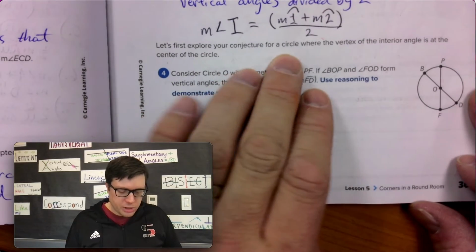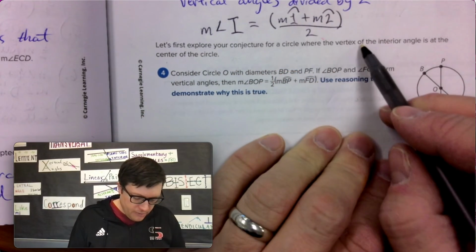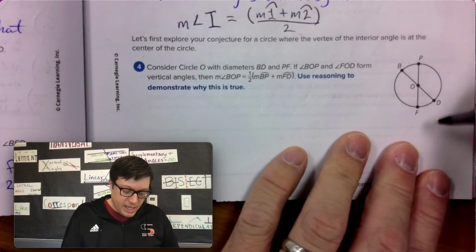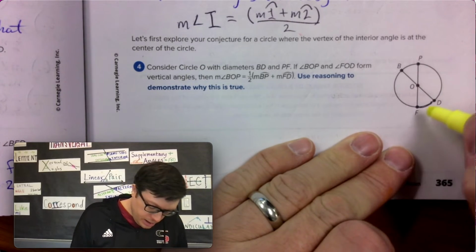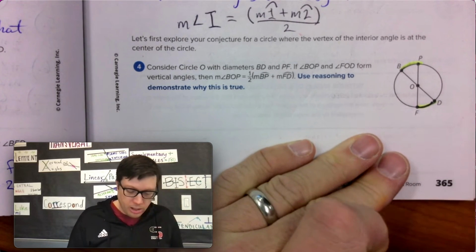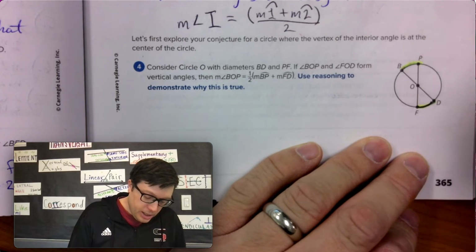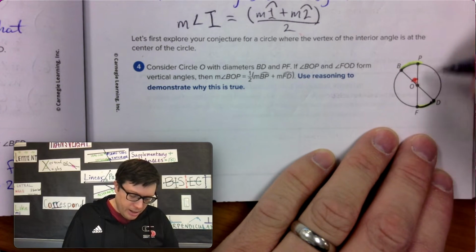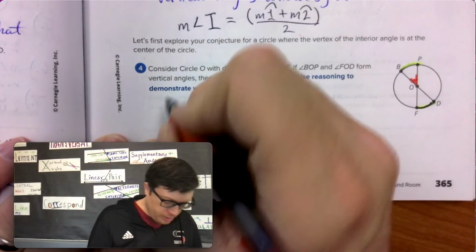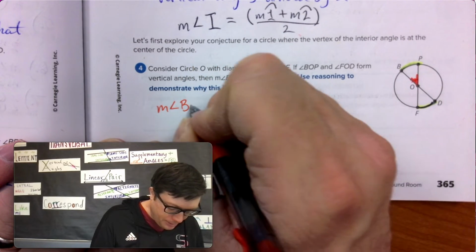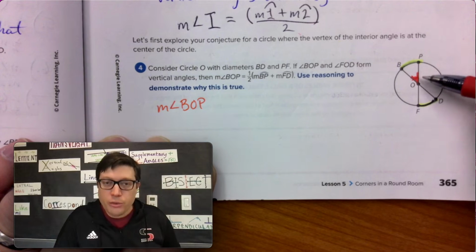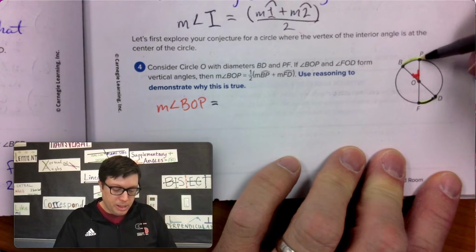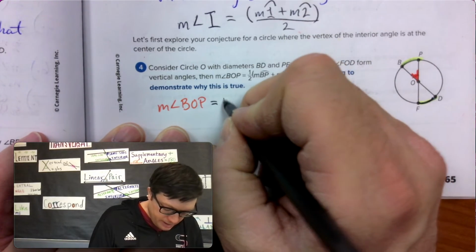Okay, let's explore your conjecture for a circle where the vertex of the interior angle is at the center. We've actually seen this one before. We've seen this one where this intercepted arc and this intercepted arc are going to be equal to the central angle. Well, here's the thing. This angle right here, angle O, so I'm going to say the measure of angle BOP, I've colored it in red. The measure of angle BOP is therefore equal to the measure of arc BP plus the measure of arc FD, divided by 2.